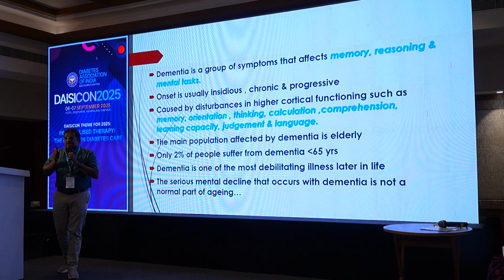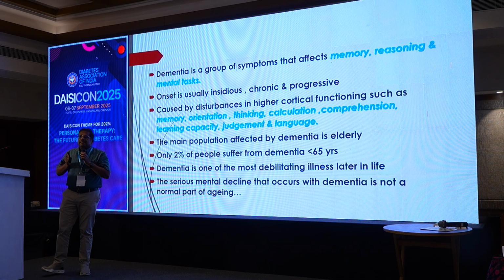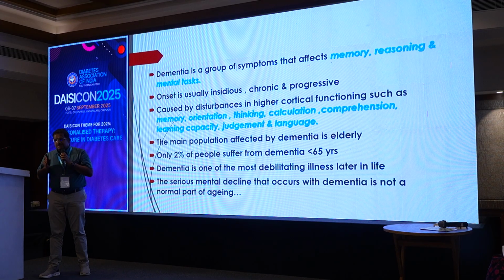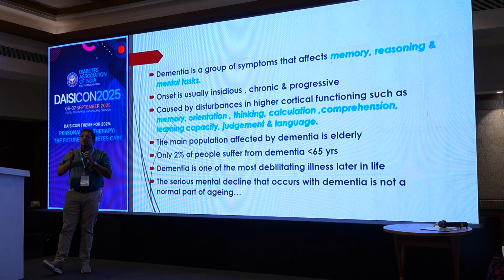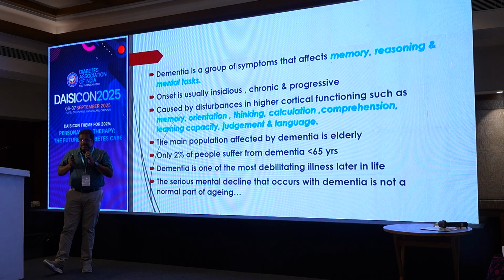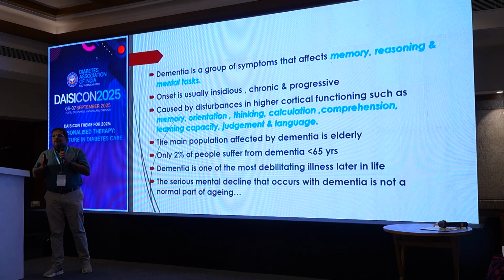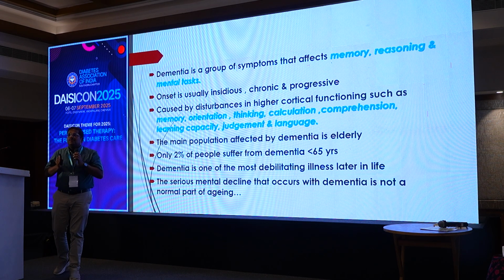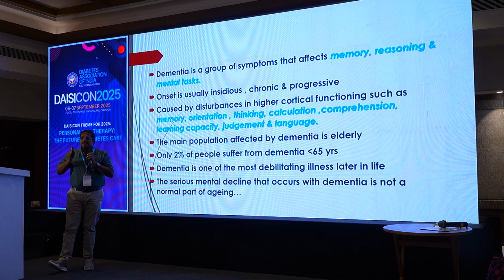Only 2% of the population affected by dementia is less than 65 years. It is one of the most debilitating illnesses in elderly individuals. The serious mental decline that occurs with dementia is definitely not a normal part of aging. We have to deal with it to prevent further deterioration in quality of life.